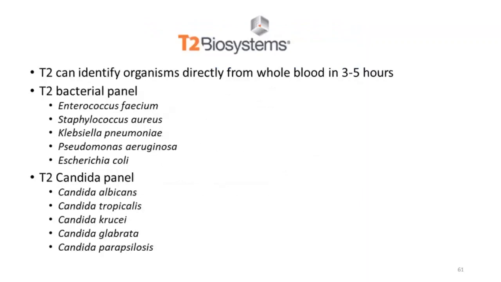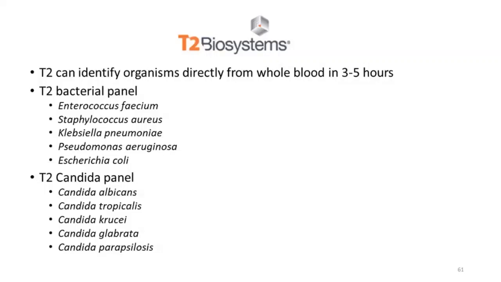And then there's the T2 biosystem. This is very interesting where you don't have to have growth yet. You take whole blood and directly put it on these panels. You can see these are the ESCAPE pathogens for the bacterial panel and the Candida panel on the back.